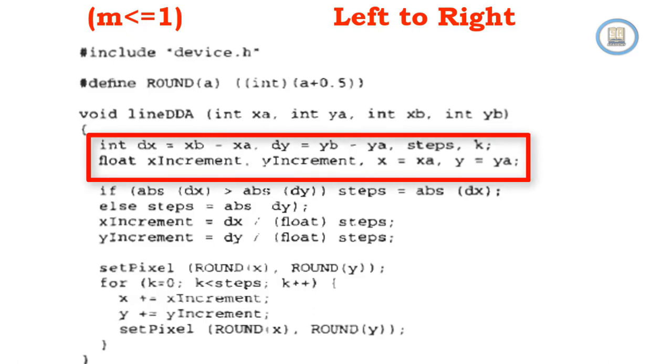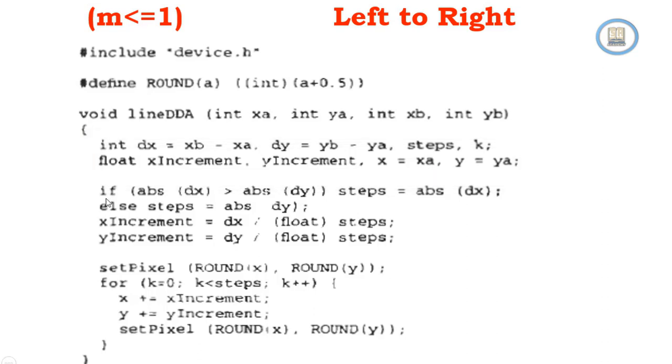Mathematically we use delta x, but when writing the pseudocode we use dx. So this is xb minus xa or x2 minus x1, and dy is y2 minus y1, and the step and the number of iterations, the k index value, we will use. The float values are x increment and y increment. x is set to xa and y is set to ya. That is, the starting pixel or starting point is taken as x1, y1.